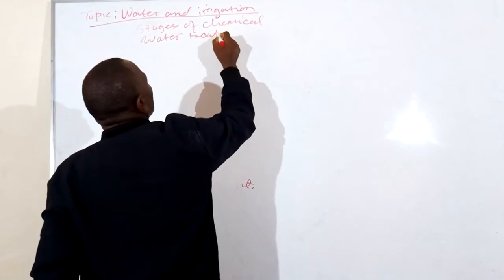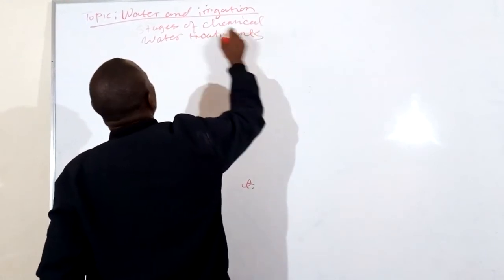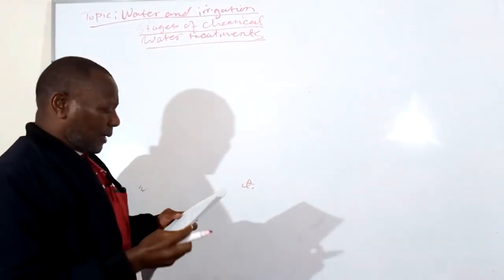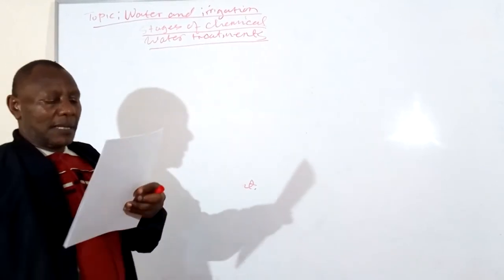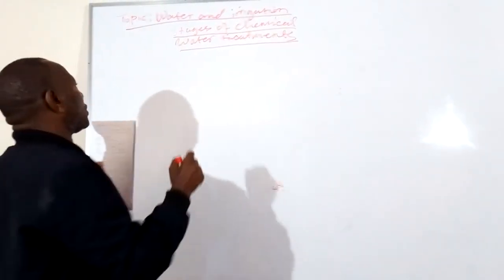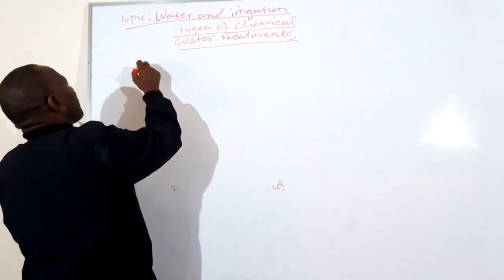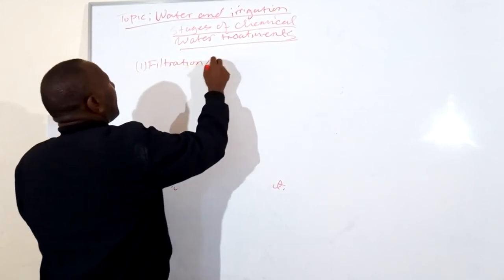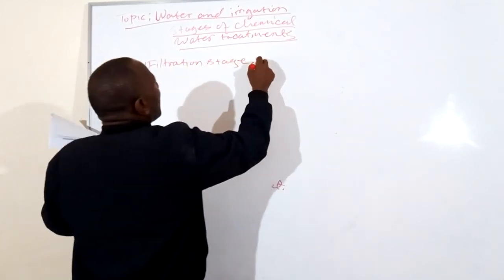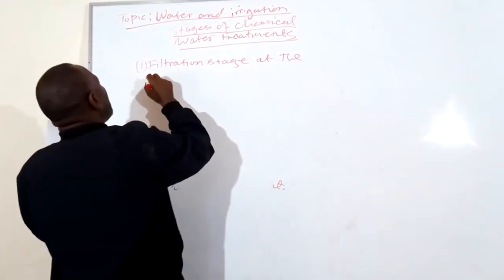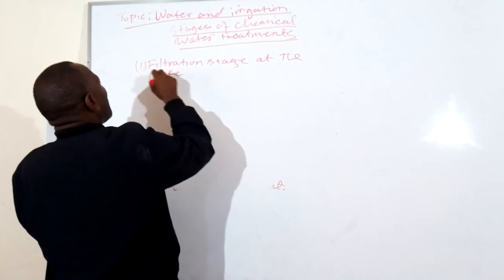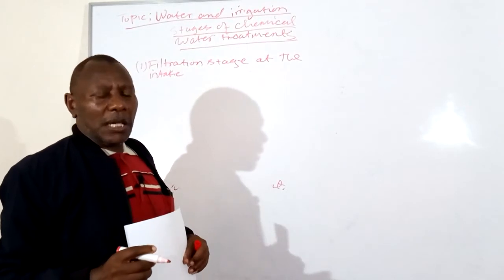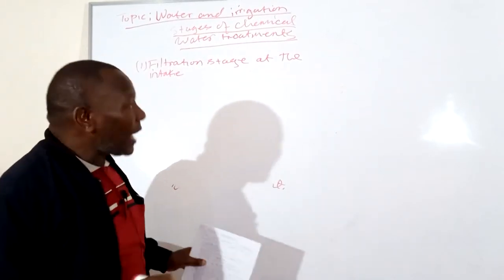Stages of chemical water treatment. The first and foremost stage of water treatment is the filtration stage at the intake. Filtration stage at the intake. Now, for water to be trapped, we need to create or divert water.